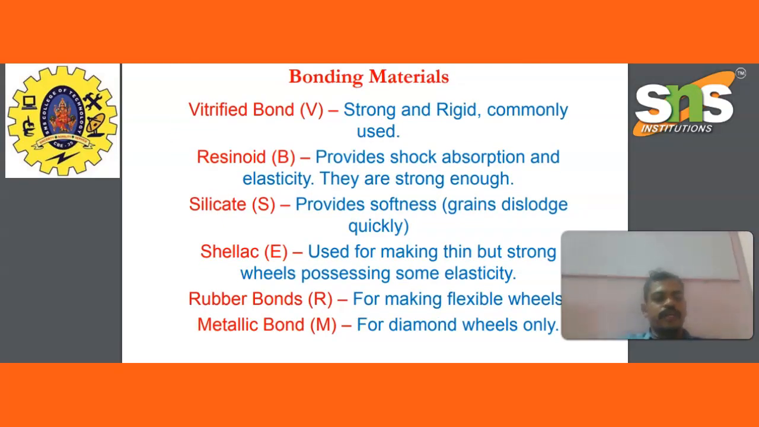Next one is vitrified bond, strong and commonly used. Resinoid, silicates, softness, rubber bonds, metallic bonds.